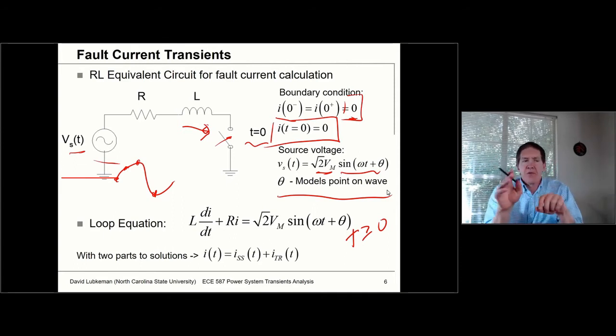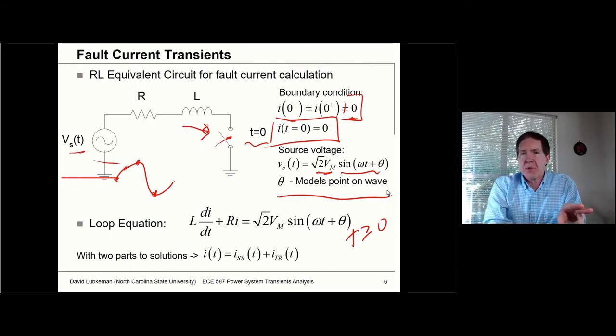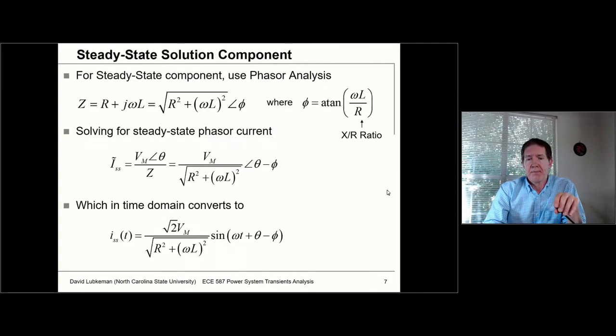Now, when I talked about the form of solving these equations in lecture 1, I mentioned that we could think about the solution as having two parts. There's a steady state part and there's a transient part. The steady state part can be solved using phasor analysis. That would be the simplest way to do it. But for the transient part, we're going to have to solve a differential equation. Then we're going to superimpose both parts together and apply the boundary conditions in order to get the total answer.